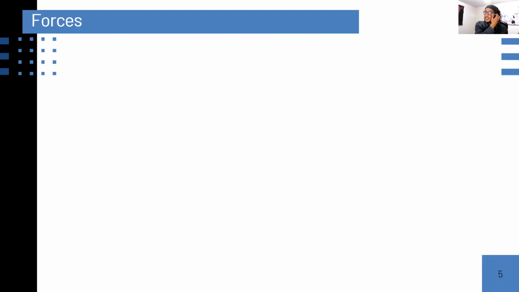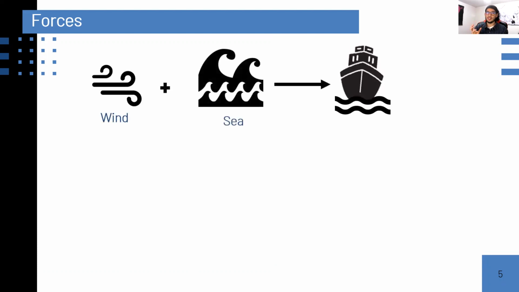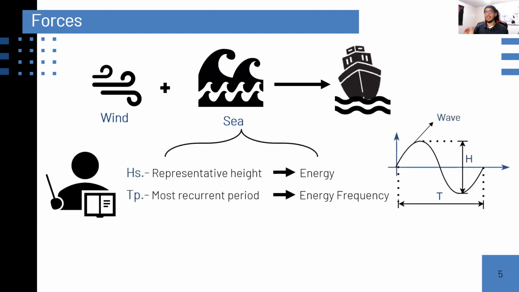Now, the forces that the ship experiences, which produce all the types of movements previously mentioned, are the result of the wind forces plus the sea forces, which come down to their height and how frequently they crash on board. In technical terms, these are HS and TP. HS is the representative height in meters that gives the energetic level of the waves, and TP is the most recurrent period of these waves.